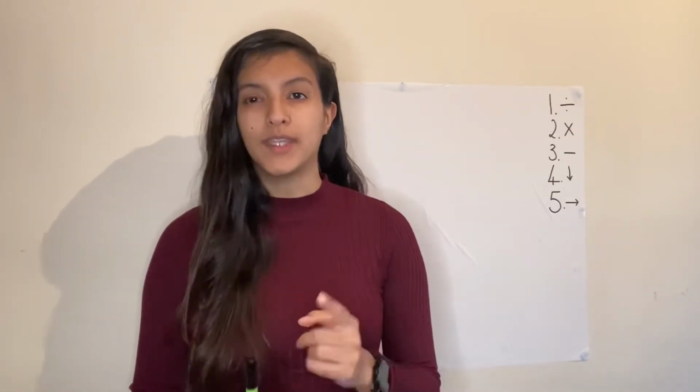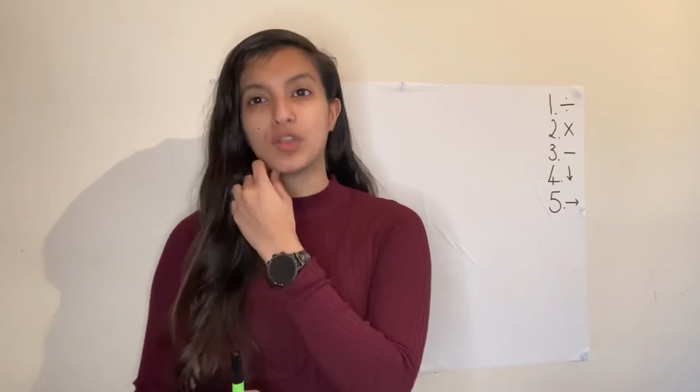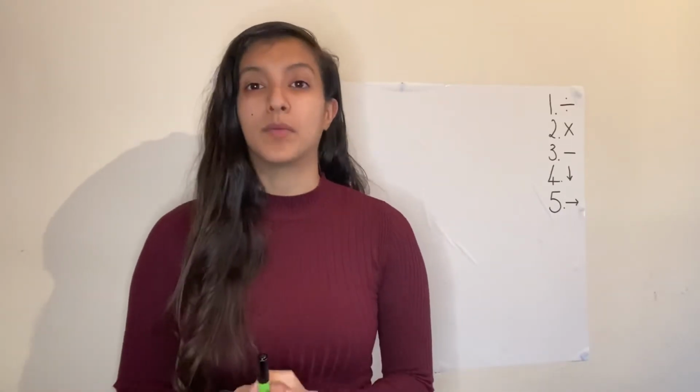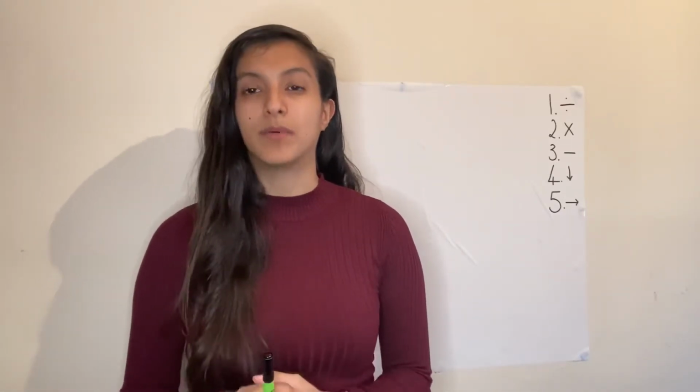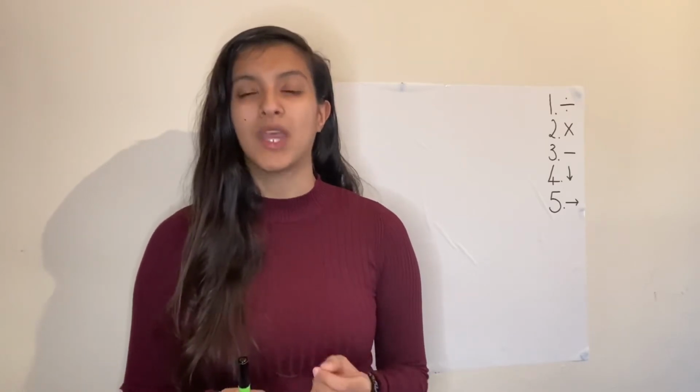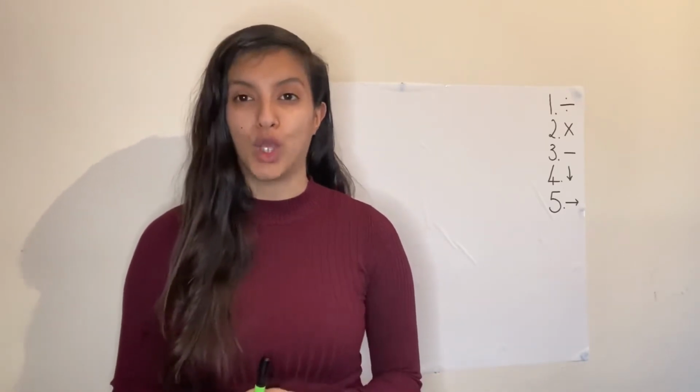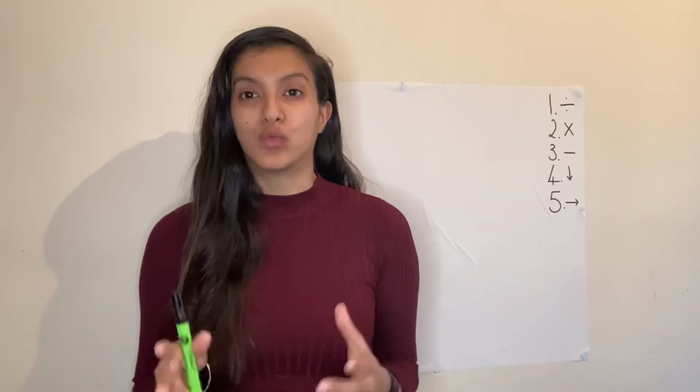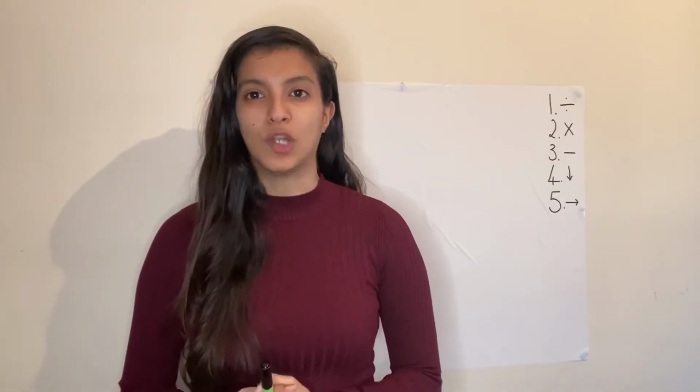Step number 1 is to divide. Step number 2 is to multiply. Step number 3 is to subtract. Step number 4 is to bring the next number down. And step number 5 is to go all over again. These 5 steps are really going to help us when we're looking at using long division.